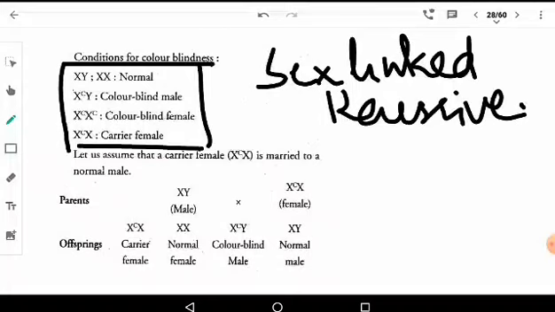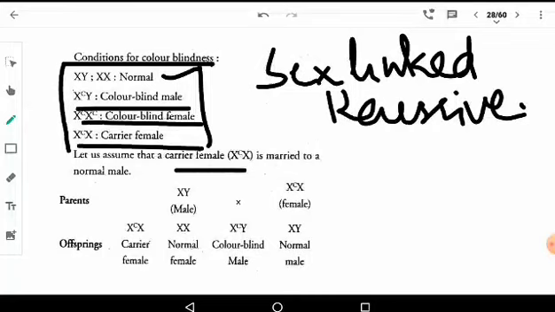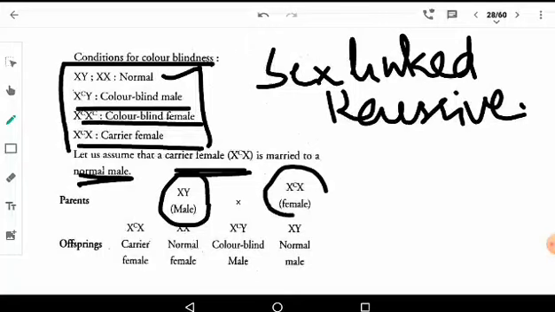XY or XX is a normal condition, XCY is going to be a colorblind male, XCXC is going to be a colorblind female, and XCX is going to be a carrier female. So if you are carrying out a cross between XCX, that is a carrier female, and a normal male, let's see what is going to happen. The parents are XY male, that is normal male, and we have a female which is XCX, that is a carrier female.